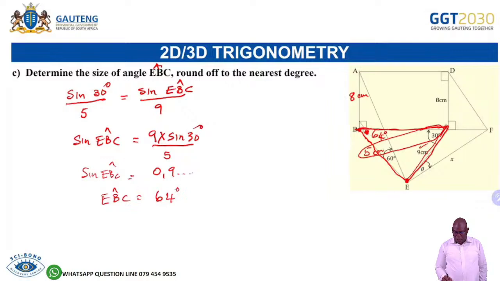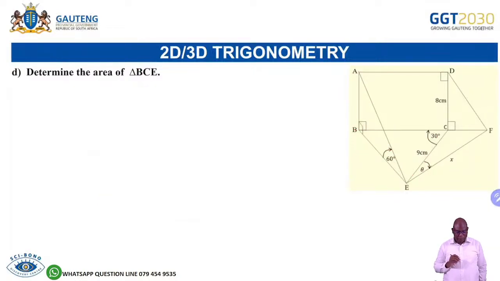In this triangle now, I am able to get this angle here, because if this is 64, this is 30, I think I can get that angle. And that one is 60, I can get it. Okay, but that question is not asked. So let's move to the next one. Determine the area of triangle BCE. So BCE is that whole triangle. Now we want the area. We know this is 8, this is 5. My problem now is I don't have this side here. I don't have that side.